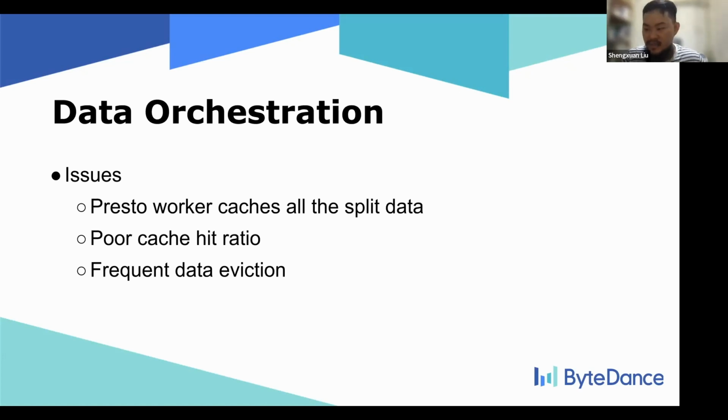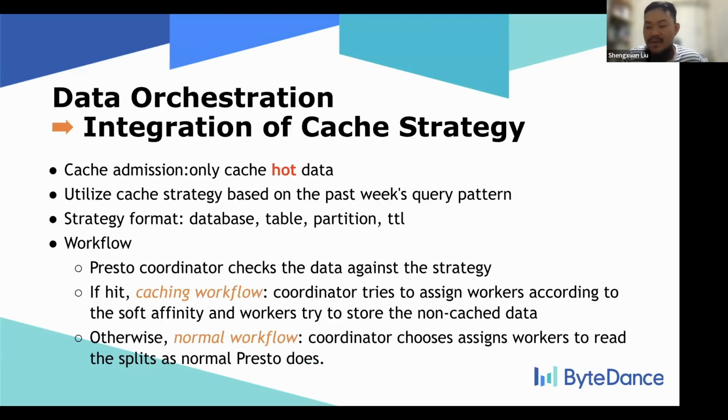So it causes a poor cache hit rate, right? And because we have a lot of data and the cache size is fixed, the second problem is that there will be very frequent data eviction. To resolve these problems, we implemented our cache strategies. The cache strategy is more related to the business logic. So we introduced the cache admission. It means that we only cache the hot data or the popular data.